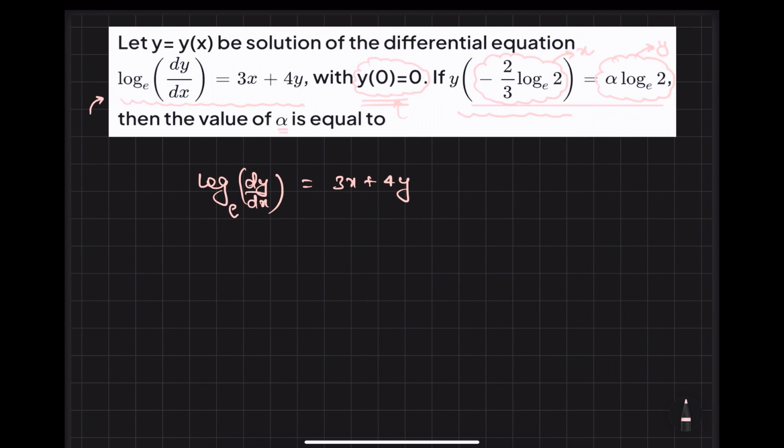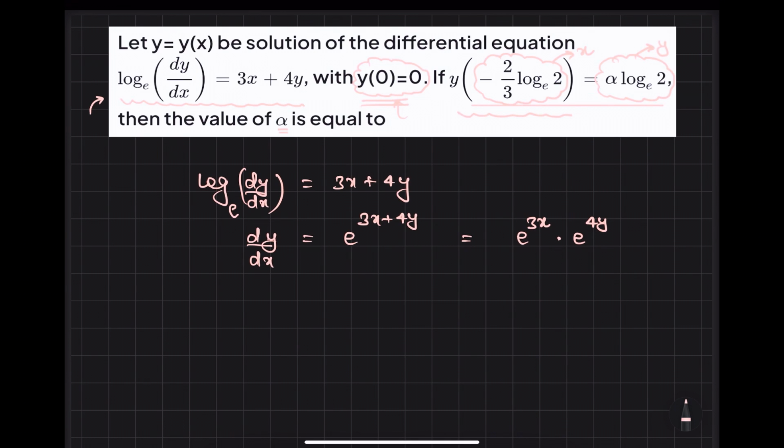So what you have to do, you have to segregate x things and y things together and together. Okay, so what I will do, I will apply e on both sides. So we are having dy by dx equals e power 3x plus 4y. Okay, now I can write down this thing as e power 3x into e power 4y. Now look at this, we have segregated x and y together and together.